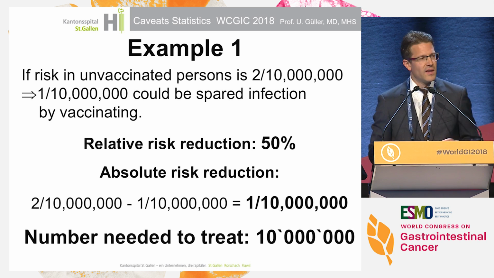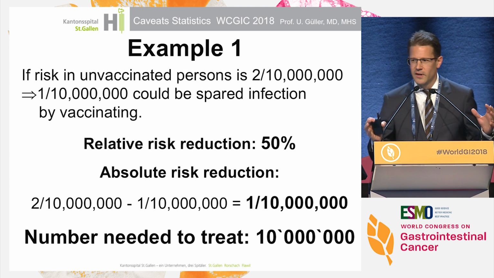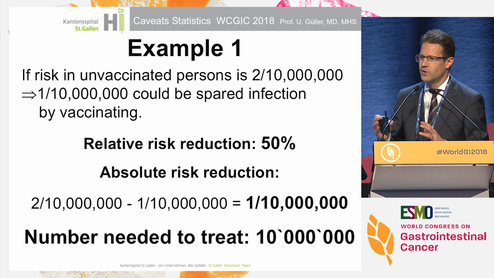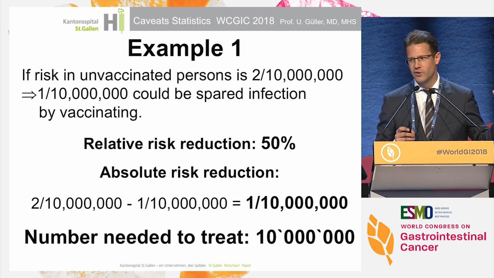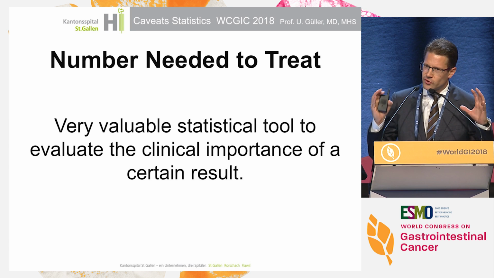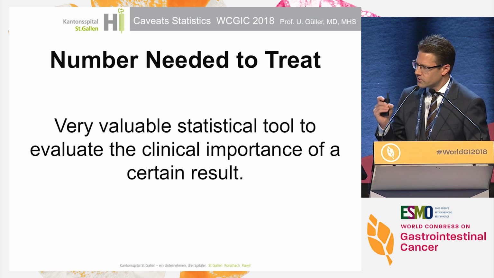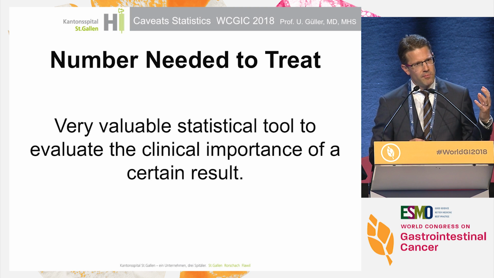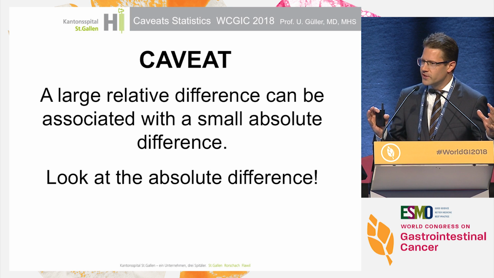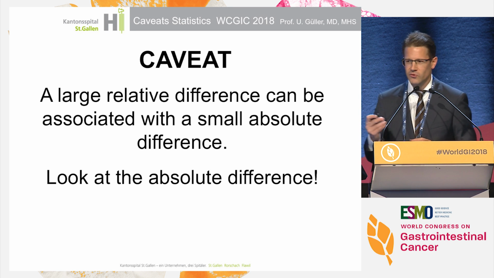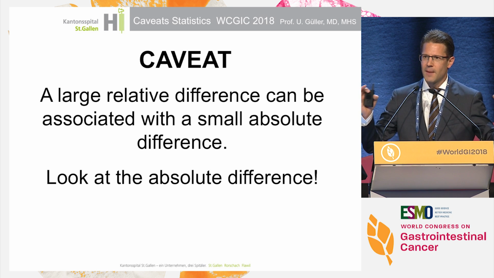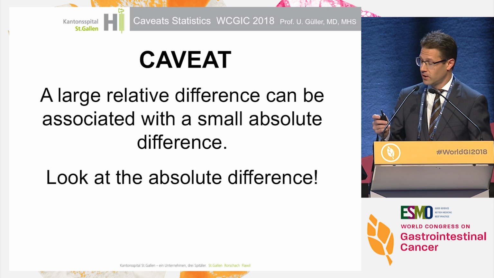10 million. The point, ladies and gentlemen, the point I want to make here this morning is you can have a very, very substantial relative risk reduction with a very small absolute risk reduction and a huge number needed to treat. So number needed to treat is an extremely valuable statistical tool to evaluate the clinical importance of a certain result. And again, a large relative difference can be associated with a very small absolute difference. And hence, I always tell my residents, look at the absolute difference and ask yourself if this absolute difference is of any clinical relevance.